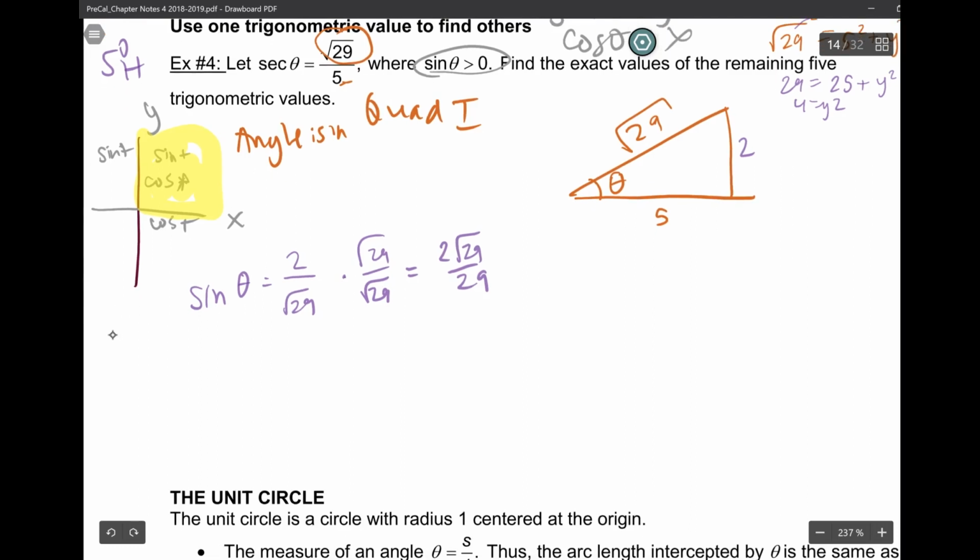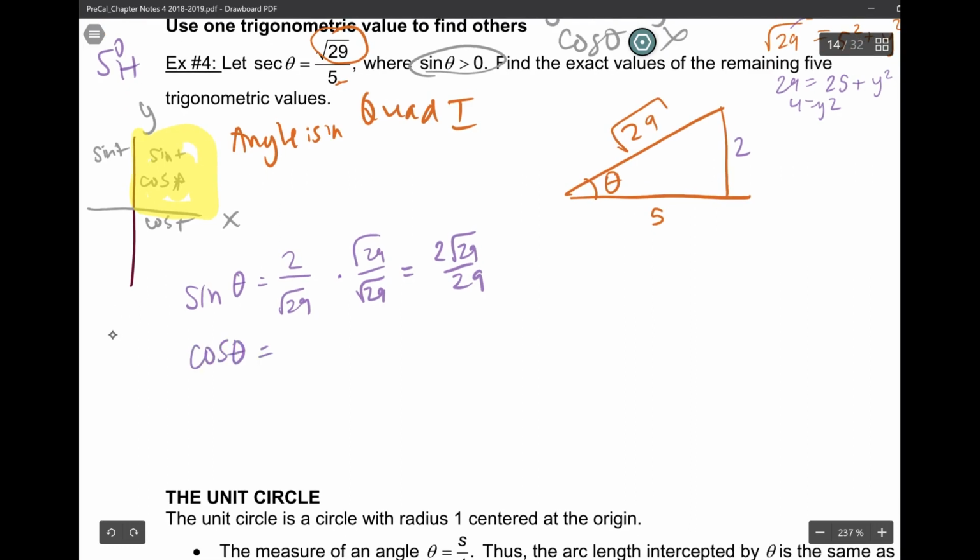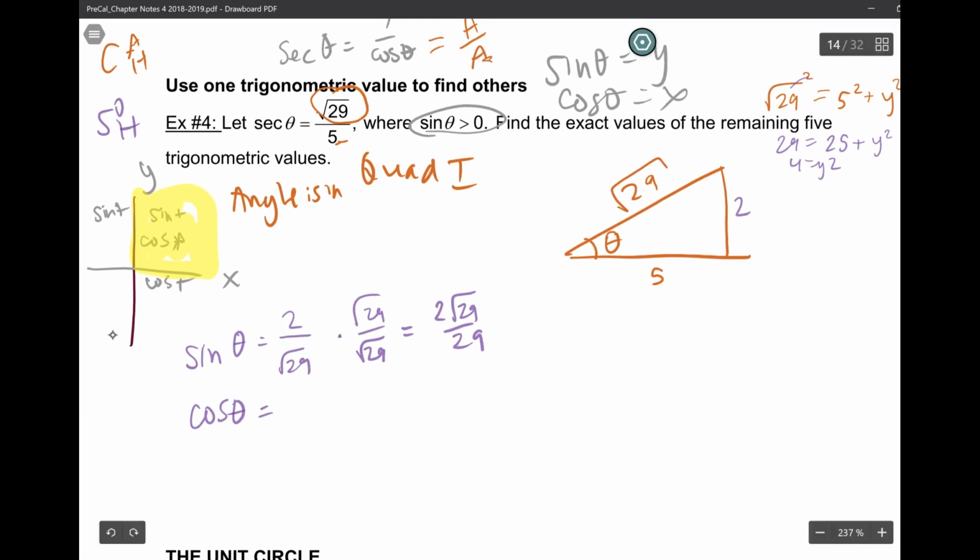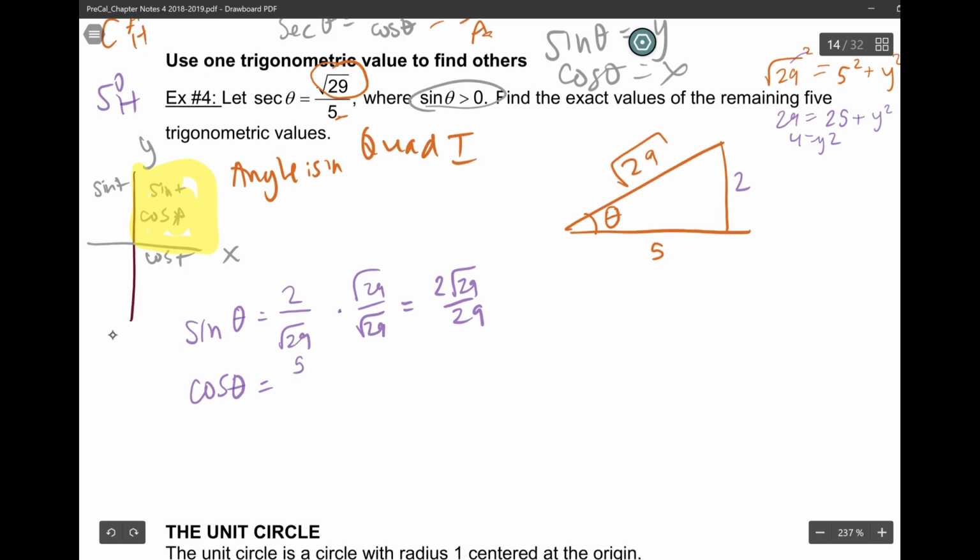Cool. Next, cosine. Well, cosine is just the reciprocal function of secant. But we also could look, all right, so let's see, so SOH-CAH-TOA, the adjacent, which is 5, over hypotenuse, square root of 29, so it'll just be 5 over square root 29, once again multiplied by this clever form of 1. That's just to get rid of the radical. 5 square root 29 over 29. Tangent. So tangent is TOA, opposite over adjacent. Opposite 2 over adjacent 5. Cool.